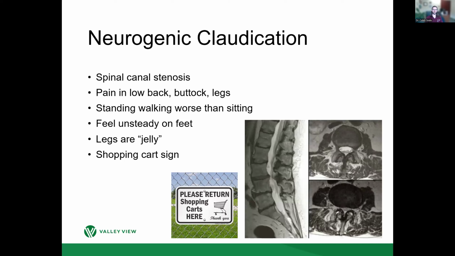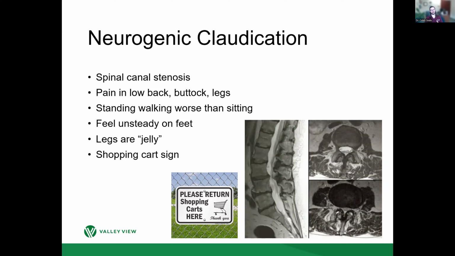Neurogenic claudication. This is often also described as spinal canal stenosis, or it's caused by spinal canal stenosis, and then you can get neurogenic claudication from that. That is pain that's in the low back, buttock, and legs. It's worse when you're standing and walking, and then improves rapidly once you sit down.